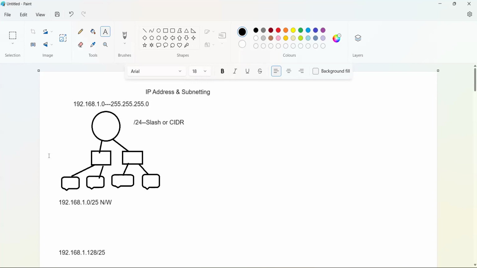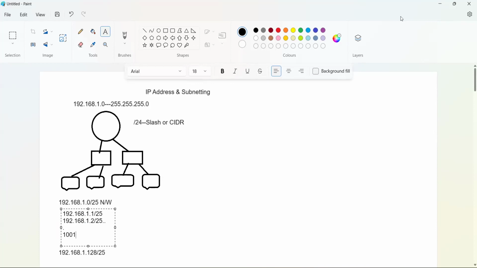In this range, this is the network address, and this one is the broadcast address of this network. We cannot assign these two values to end users. In between, whichever IP addresses are there, 192.168.1.1/25, and the value will be the same, then 2, and it will move on like 10, 100.